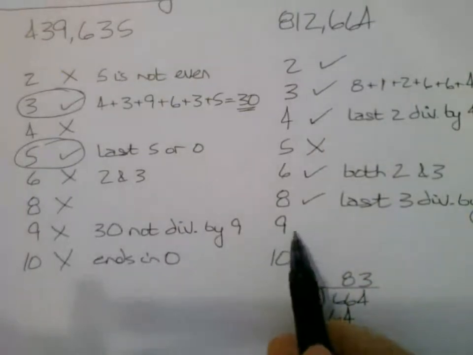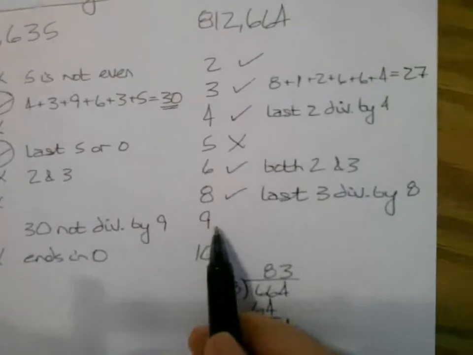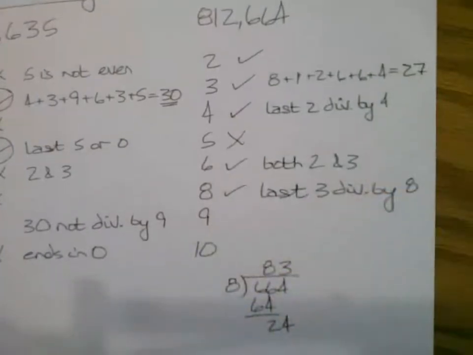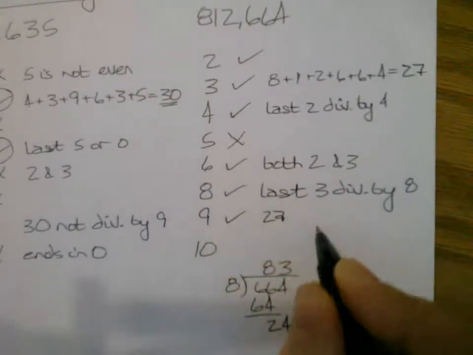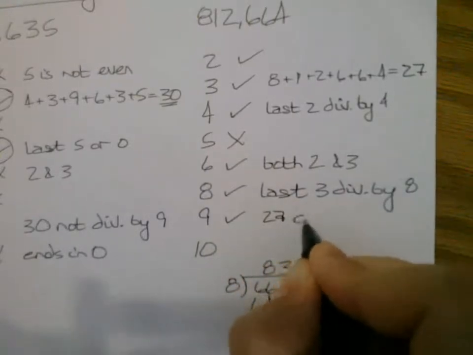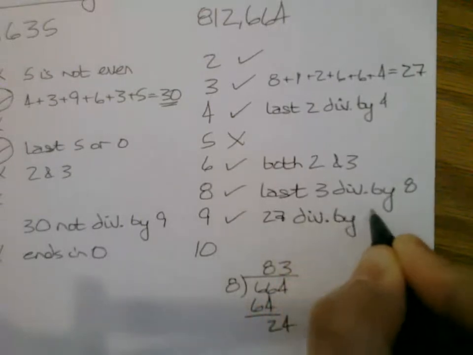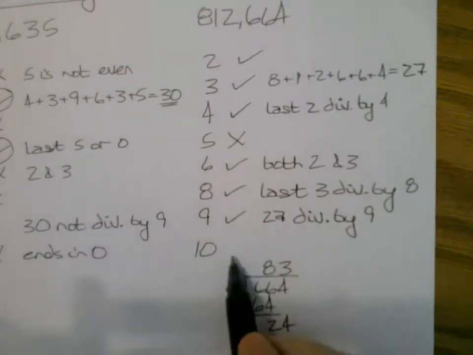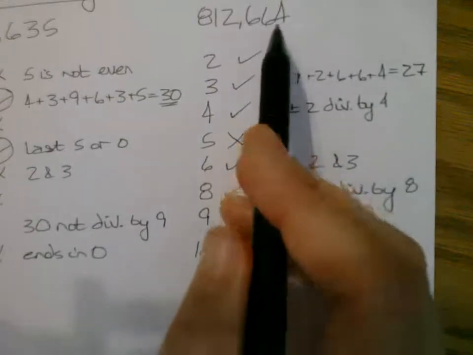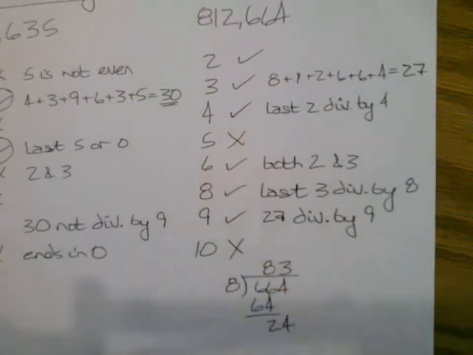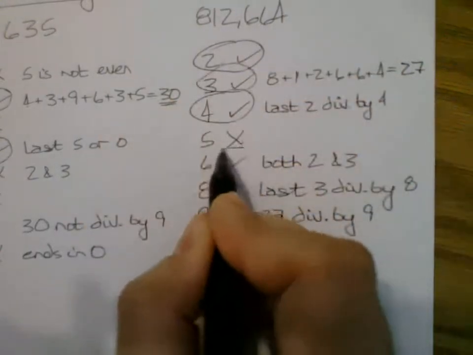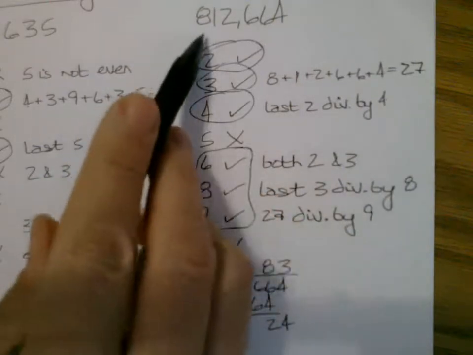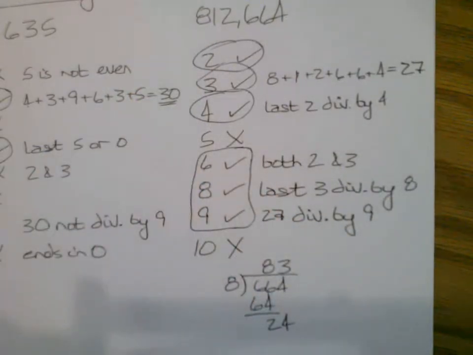For 9, I'm looking again at the sum of the digits. The sum of the digits was 27. And 9 does divide evenly into 27. So that's a yes for 9. For 10, my number has to end in 0. It doesn't. So 10 does not work. So we got 2, 3, 4, 6, 8, and 9. All divide evenly into 812,664.